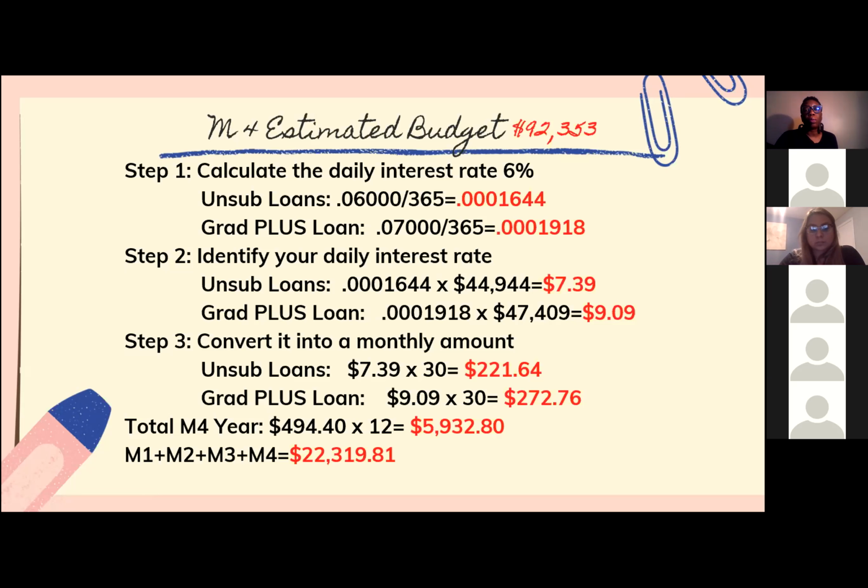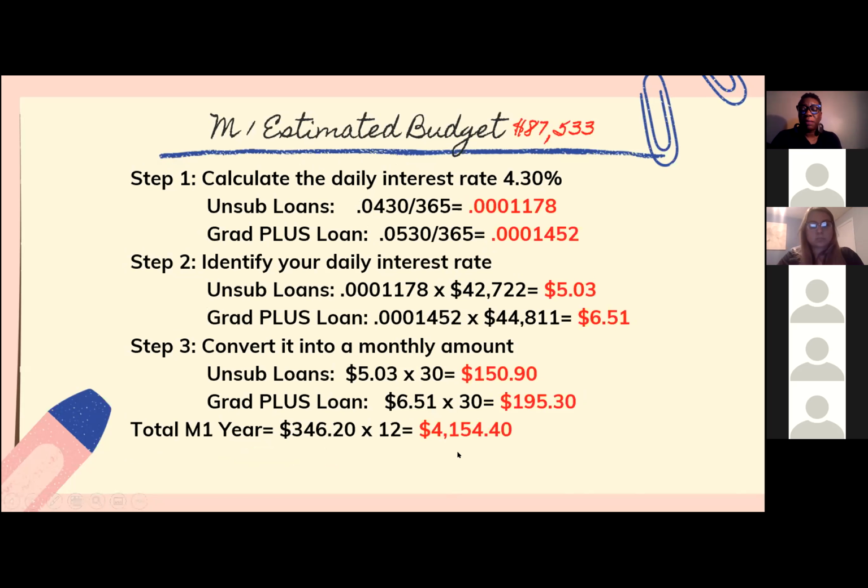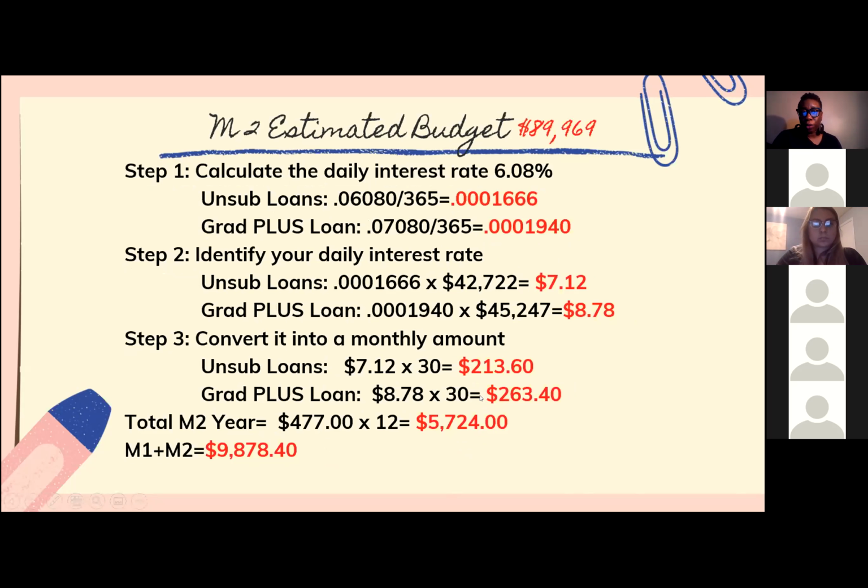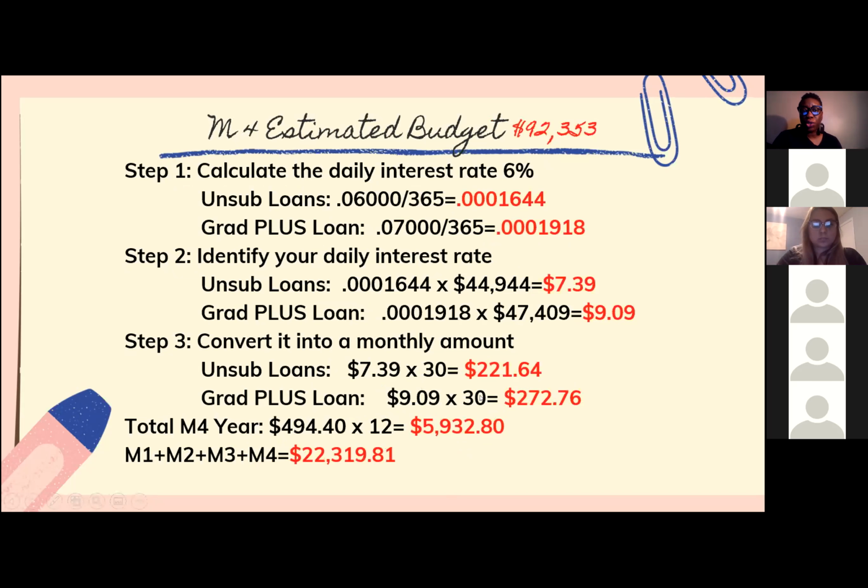And does it include the interest we're accruing in M2, M3, M4 for M1, and then M3 and M4 for M2, and so on? Right. So that's why I put this example, so that it'll be simple for you to understand. But for the M1 amount, you would have to multiply that 4,154 by 4, the M2 by 3, and the M3 by 2, and the M4 will remain the same because it's in that same year that you graduate.